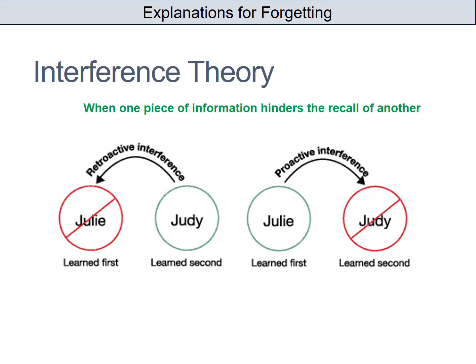Now, the way I remember this, retroactive, the word retro, often you think of going backwards, you think of the past. So I put the term working in front of that, as in working backwards, or interfering with something in the past. Proactive interference, you're thinking forwards. So again, if you put the word working in front of that, working forwards, it's interfering with something which is in advance of the first piece of information that you learnt.